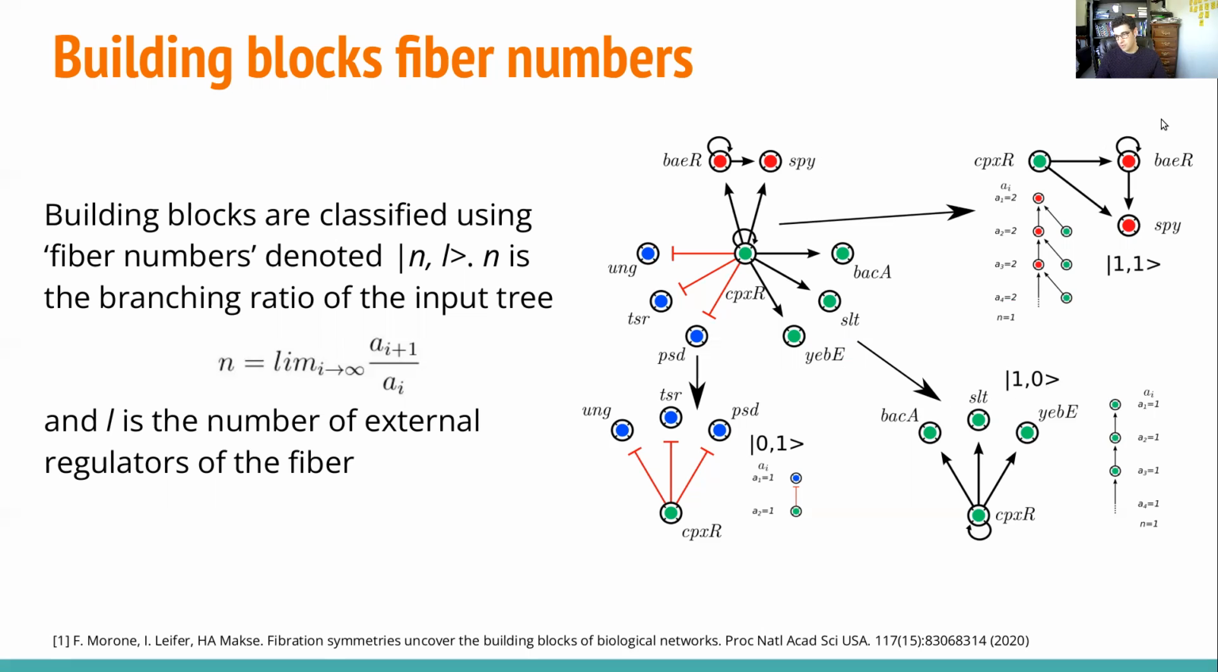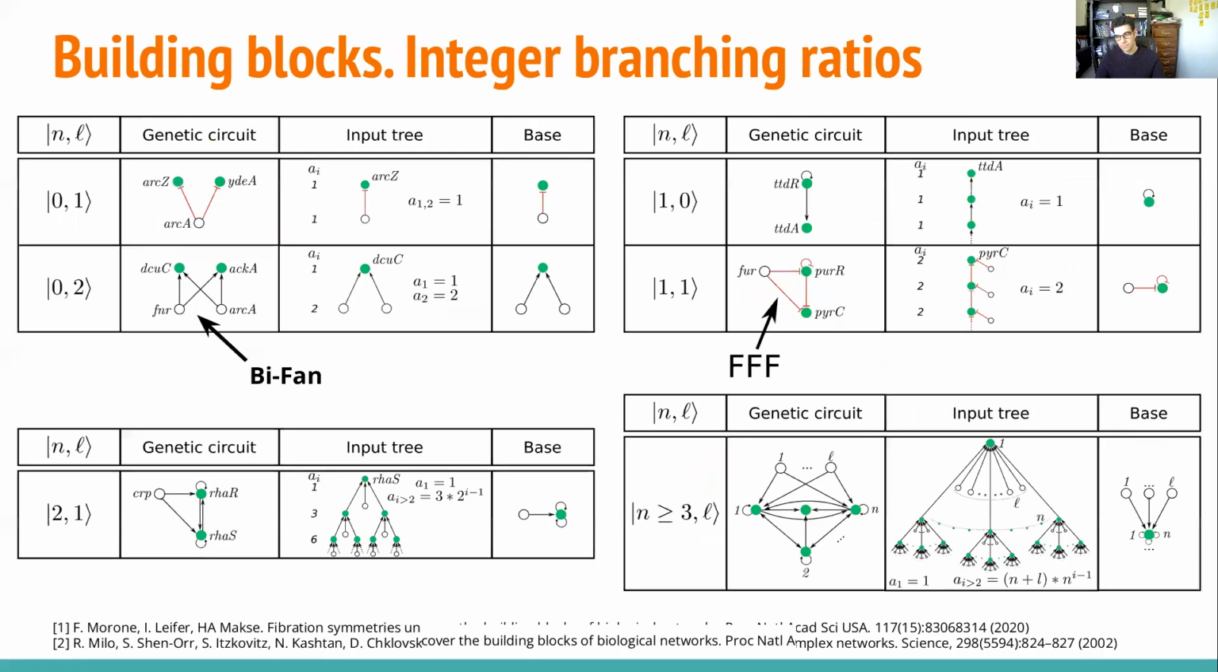And similar analysis can be done for the FFF building block, where there is one external regulator, there is a self loop, and the input tree looks like this. So the branching ratio is equal to 1, and there is one external regulator. So this is 1, 1. And here, when we have a finite input tree, we agreed that the branching ratio is equal to 0. So this building block is classified as 0, 1.